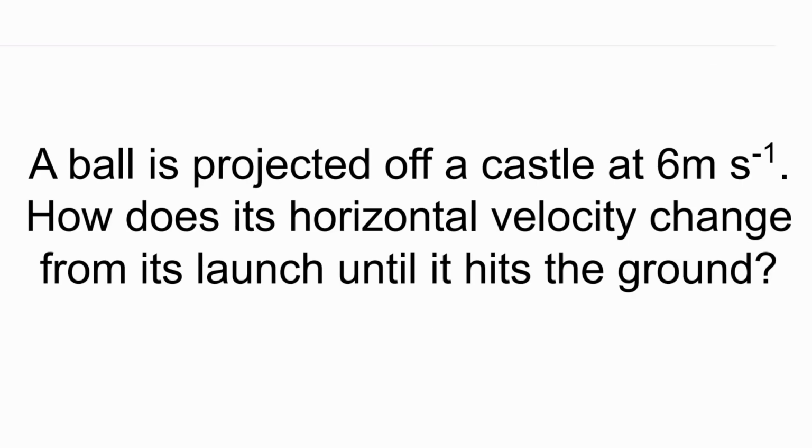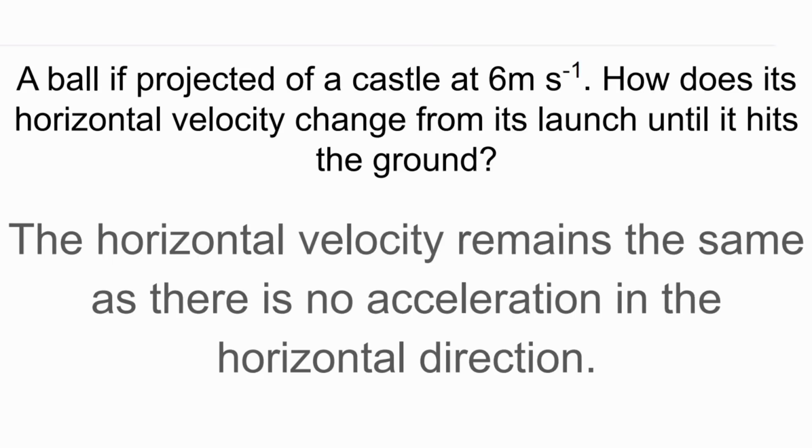A ball is projected off a castle at 6 meters per second. How does its horizontal velocity change from its launch until it hits the ground? So the horizontal velocity remains the same as there is no acceleration in the horizontal direction. You need to think about it in your projectile motion.